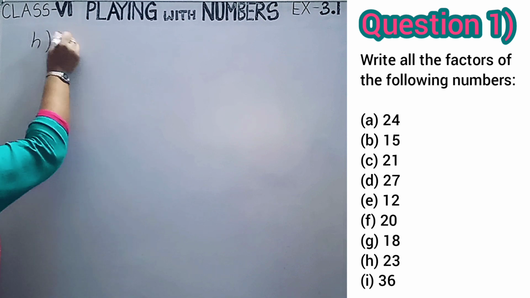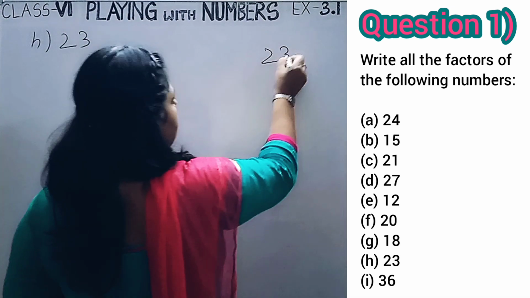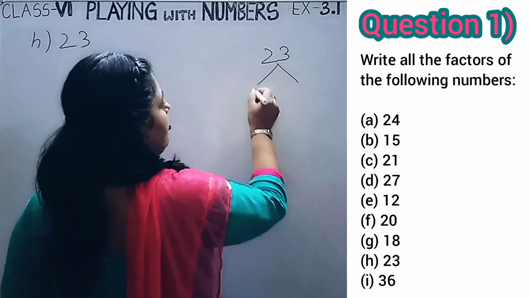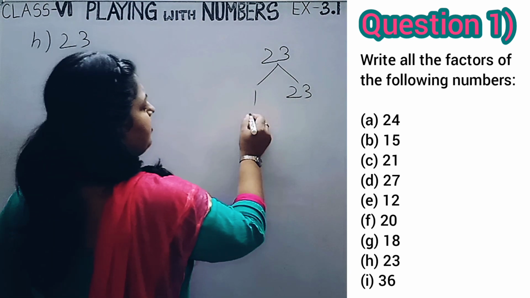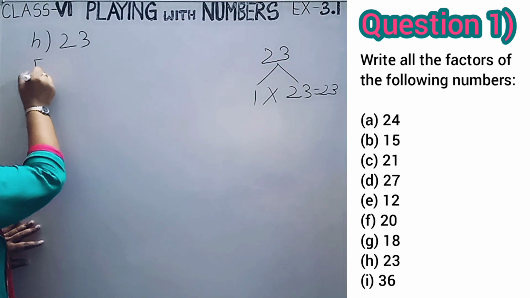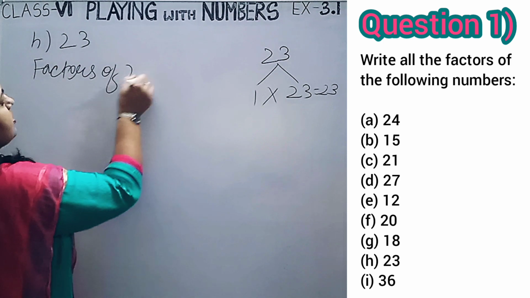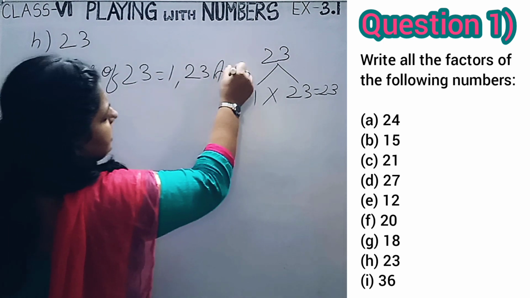H part is 23. Here you can see that 23 is a prime number, and we all know that prime numbers have only two factors, 1 and the number itself. So we have only one pair. 1 into 23 is 23. So factors of 23, only two factors we have, 1 and 23. Answer. Last part is I.